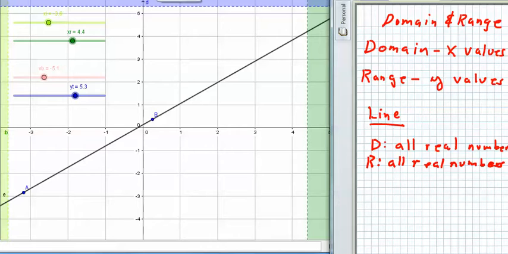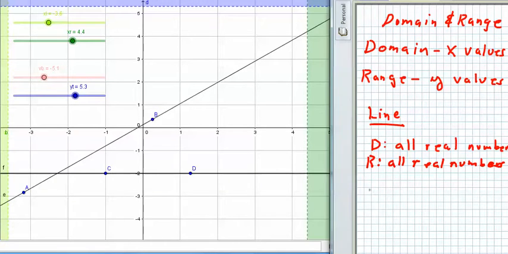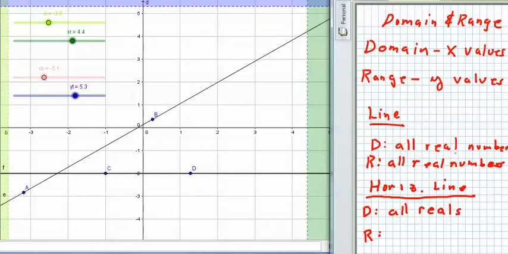Now, what happens if we looked at a horizontal line? Looking at the horizontal line, and I'll label that horizontal line. The domain, and again I abbreviate domain capital D, all reals. And you really don't even have to say numbers. The range, it's a little bit different.